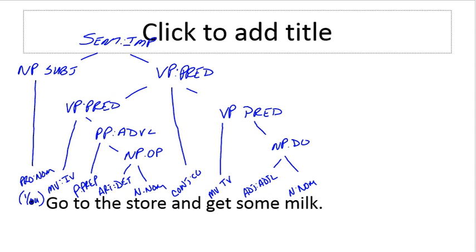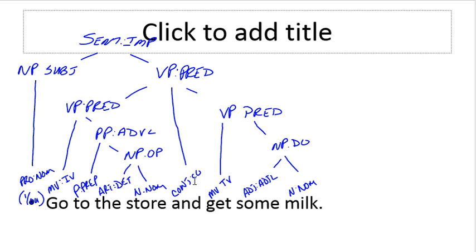The last sentence is not declarative. It's a command, so it is imperative. Go to the store and get some milk. First of all, we've got to add you. You is a pronoun. It's nominal. Whenever we add the word you to the diagram, it's always going to be the noun phrase subject, and it's going to go straight into the sentence.